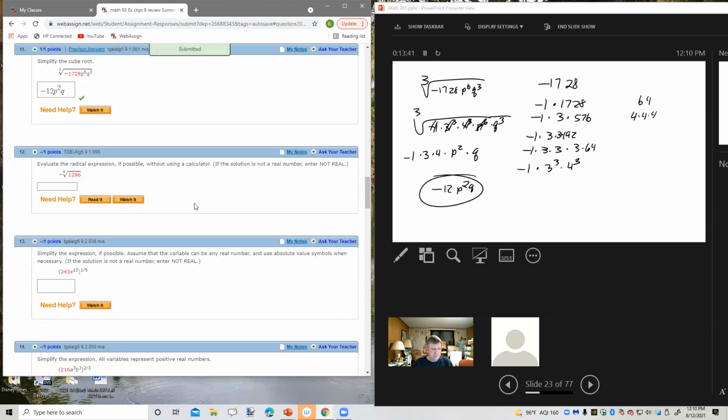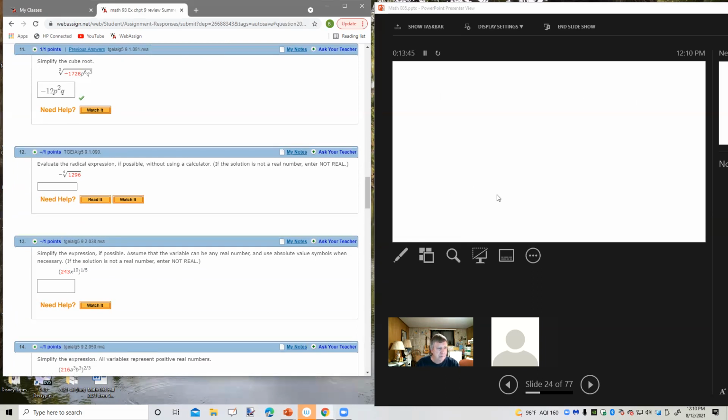All right. Continuing on. Evaluate the radical expression if possible without using a calculator. If a solution is not a real number, enter not real. So we've got a negative sign in front of the 4th root of 1296. If the negative sign was inside and you're taking the 4th root, it'd be not real, but it's outside. So we're still okay. So we need to take 1296 and break it down.